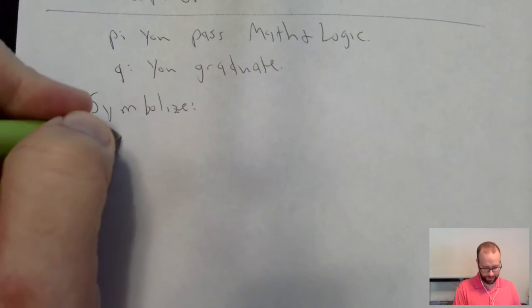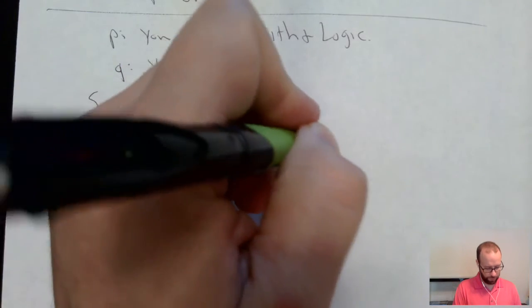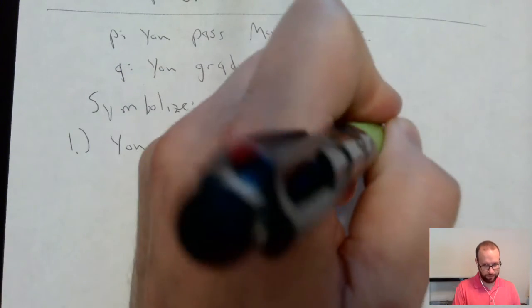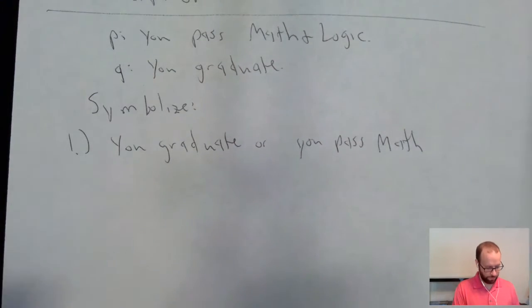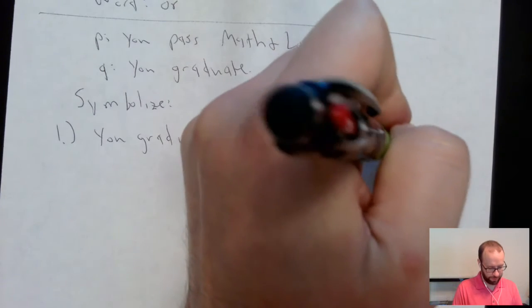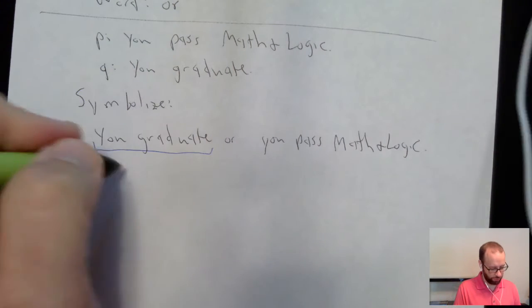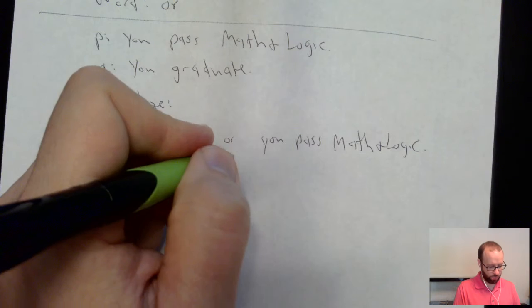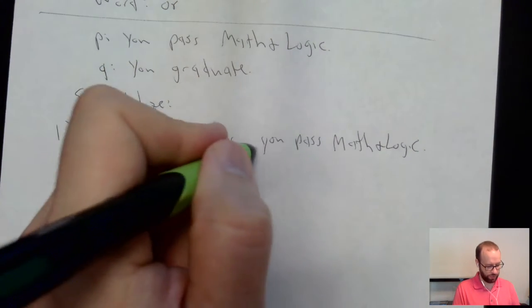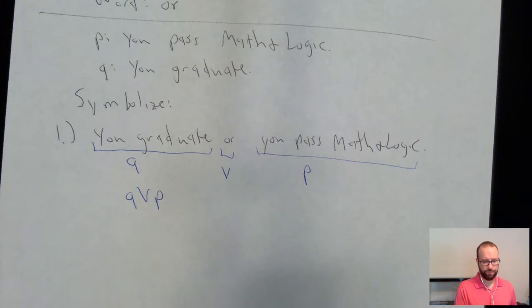Let's symbolize you graduate or you pass math and logic. Okay, you graduate or you pass math and logic. Okay, I see you graduate. You graduate was Q. I see or. That means our symbol for or. You pass math and logic was P. So this is Q or P. Okay, excellent.